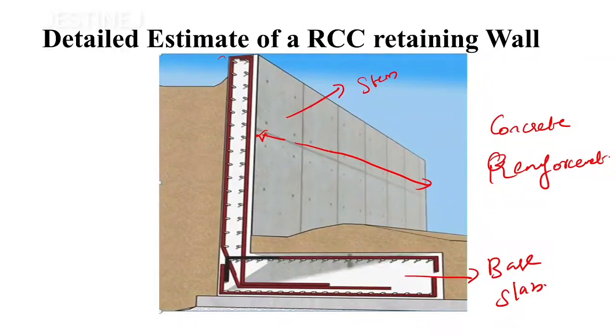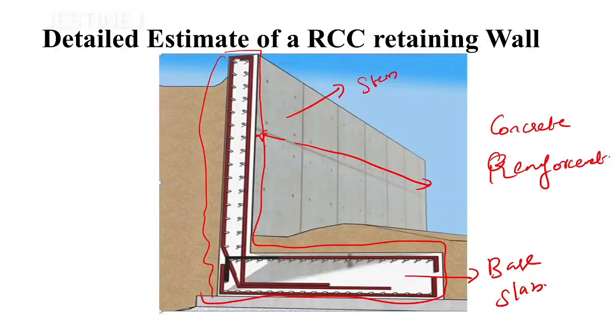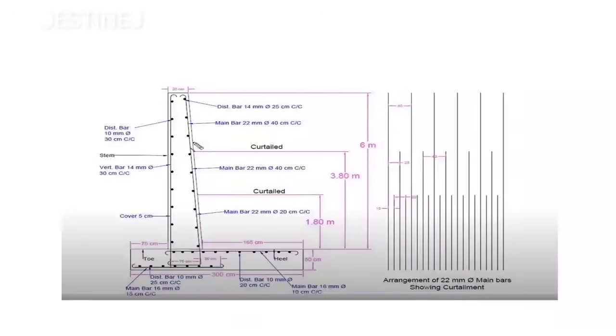While doing the analysis or estimation, we will observe this diagram only, this cross section or elevation view. Here the reinforcements are provided in this way, and vertical reinforcements are also here. So we have to calculate all the horizontal and vertical reinforcement, that is main bars and distribution bars. Now we move on to today's problem.